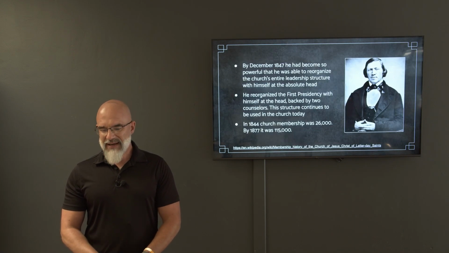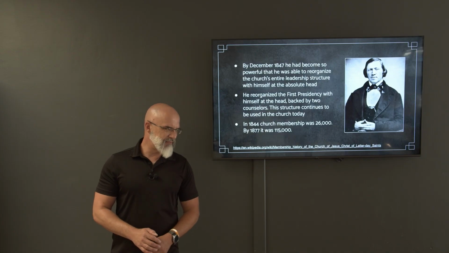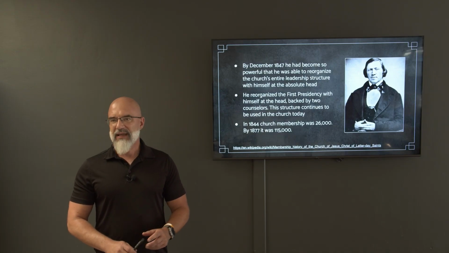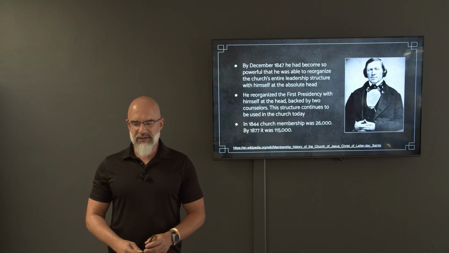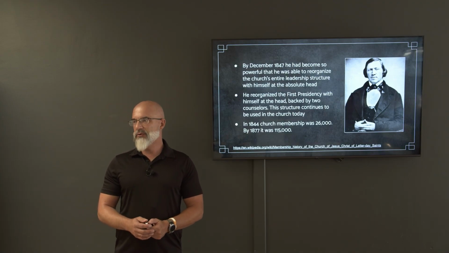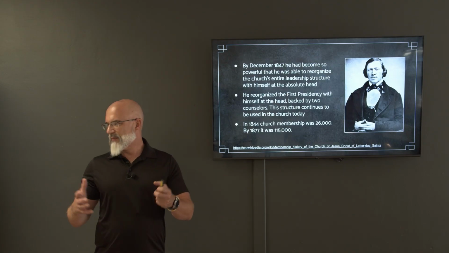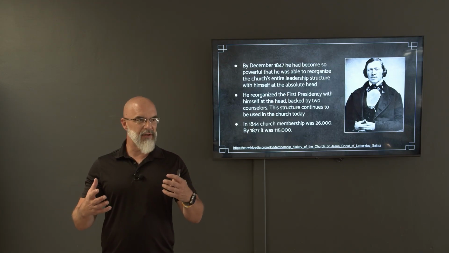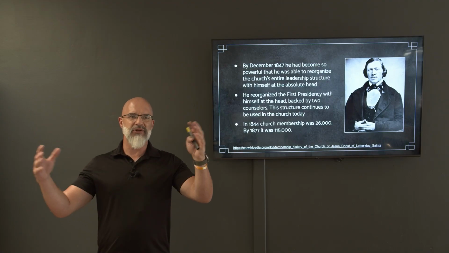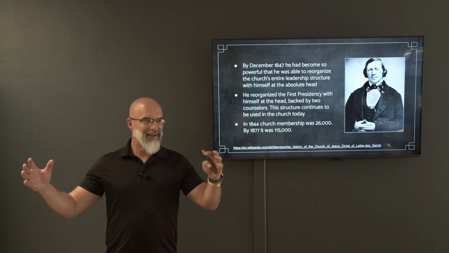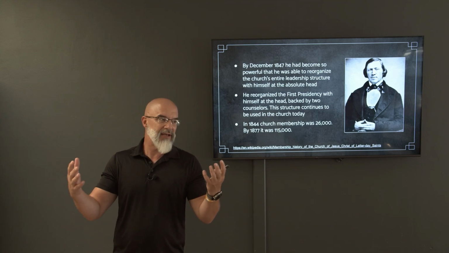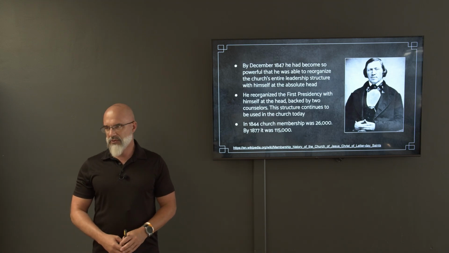So by December of 1847, this was 1844, but by 1847, he had become so powerful, he was able to reorganize the church's entire leadership structure with himself as the absolute head. And he set up the first presidency with the two counselors. We talked about when Joseph Smith died, he'd established a lot of bodies, but not a lot of structure. And Brigham Young structurized all of that and continues to this day to be the structure that the church uses.